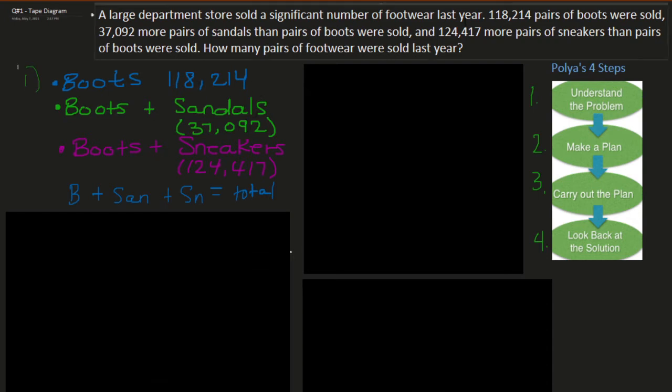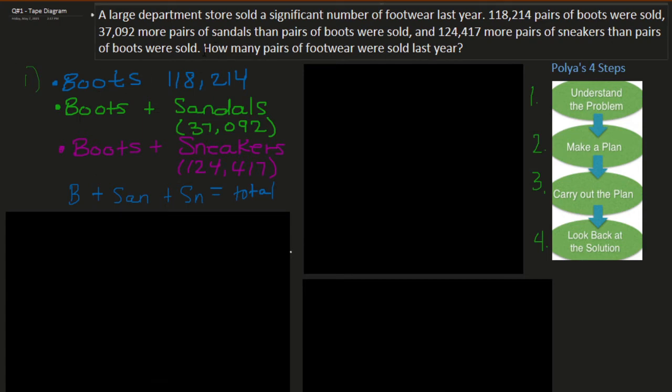Moving on, we're going to do the same thing for the next part. It says 124,000 more pairs of sneakers than pairs of boots were sold. So again, it's using boots as a base number. That means that we're going to put boots here, but then we're also going to add the sneaker value they did provide, which is the 124,417.